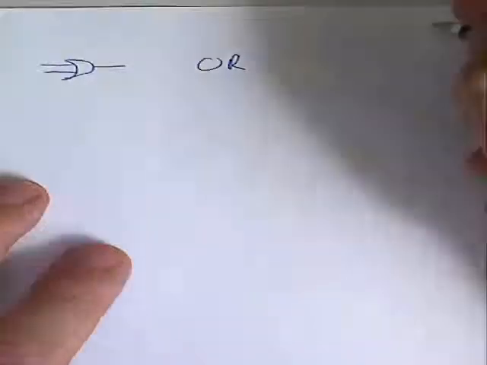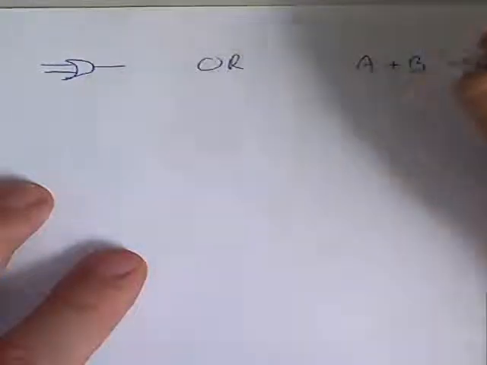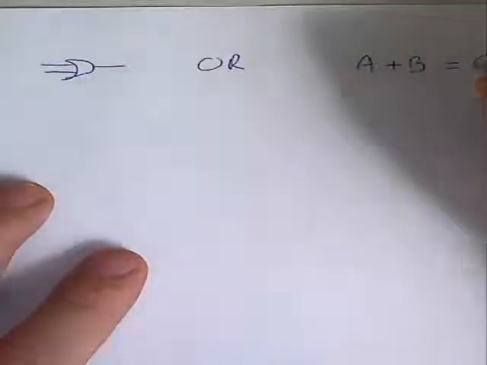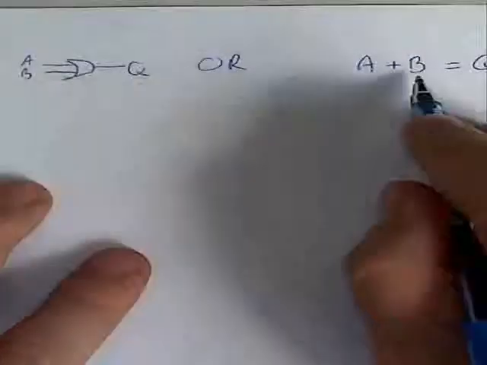A third type of gate is an OR gate, and the symbol looks like this. All of the symbols I'm going to be using today have two inputs, and this is an OR gate. The way we can represent that is A, and it looks like a plus, B equals Q. So it's my two inputs A and B, my output Q. A or B is equal to Q.